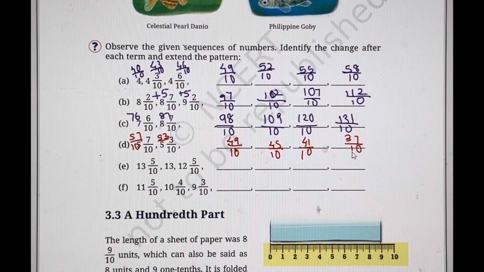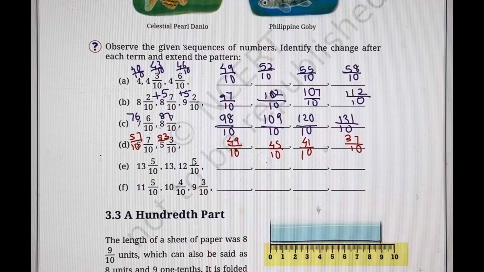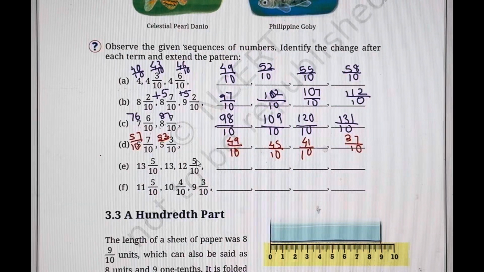Correct? Now let us see question number E. 13 whole 5 upon 10, then 12 whole 5 upon 10. Right? So now let us see how much we are subtracting. So this is 135 upon 10. This is 130 actually upon 10. This is 125 upon 10. So 125 minus 5 will be 120 upon 10, which will be equal to 12.